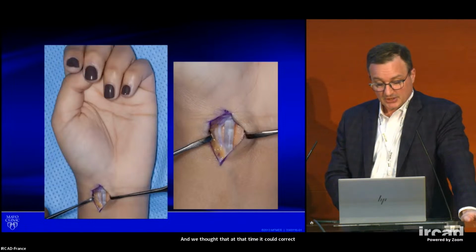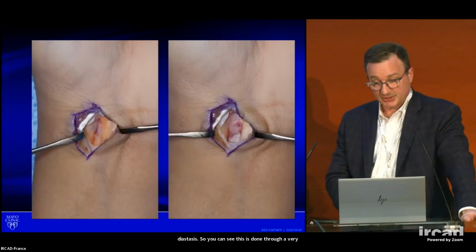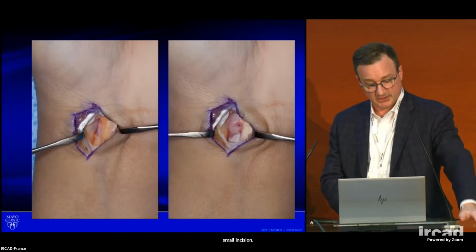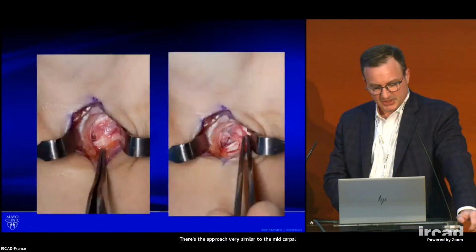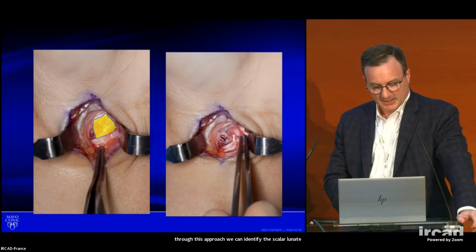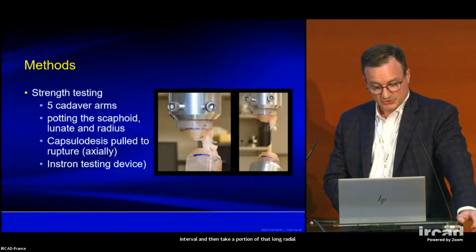So you can see this is done through a very small incision. There's the approach, very similar to the mid-carpal portals that you described earlier today. And then through this approach, we can identify the scapholunate interval and then take a portion of that long radiolunate ligament and anchor it down to the scaphoid. And that's all there is to it.